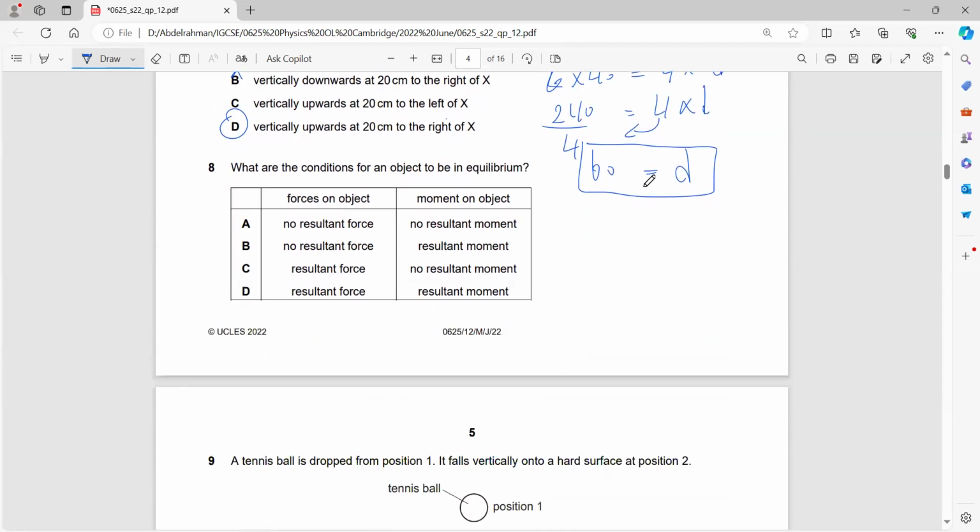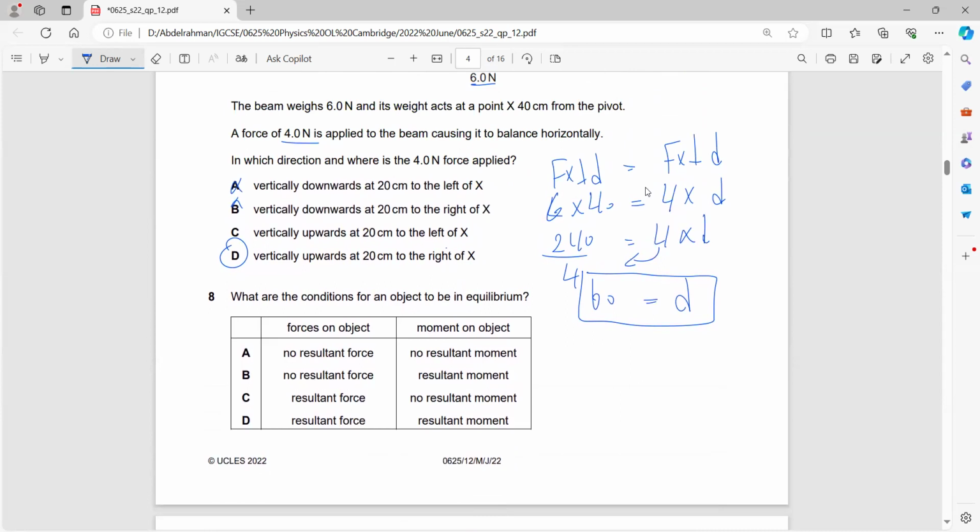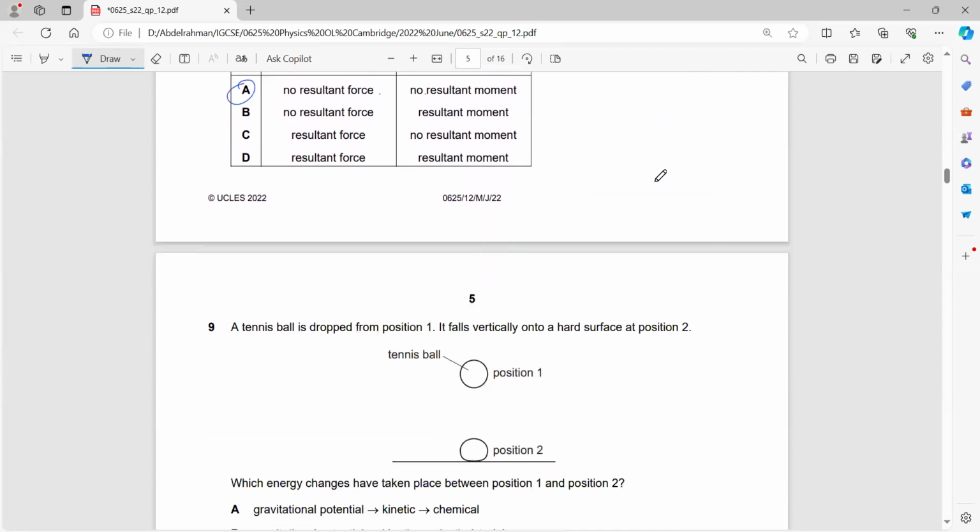Okay, what are the conditions for an object to be in equilibrium? No resultant force and no resultant moment.